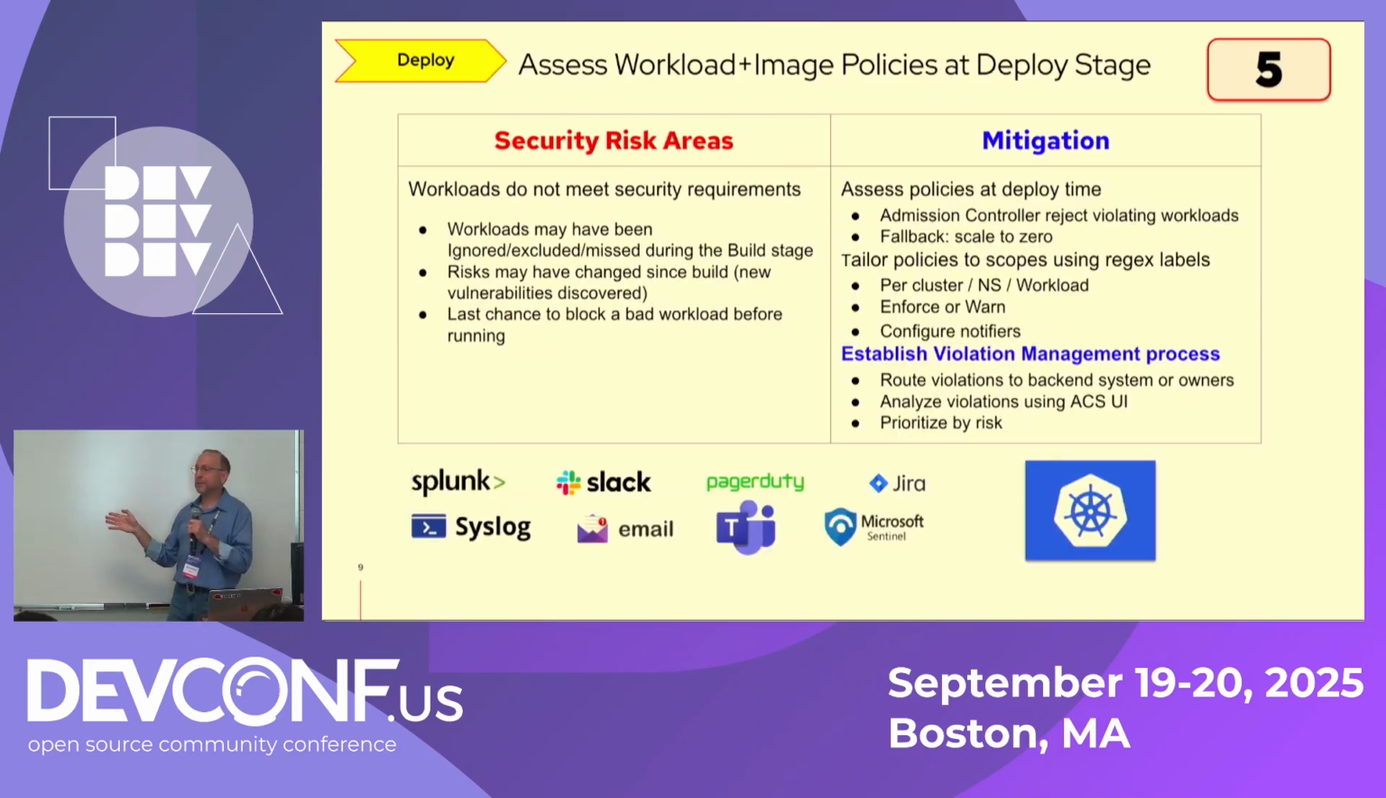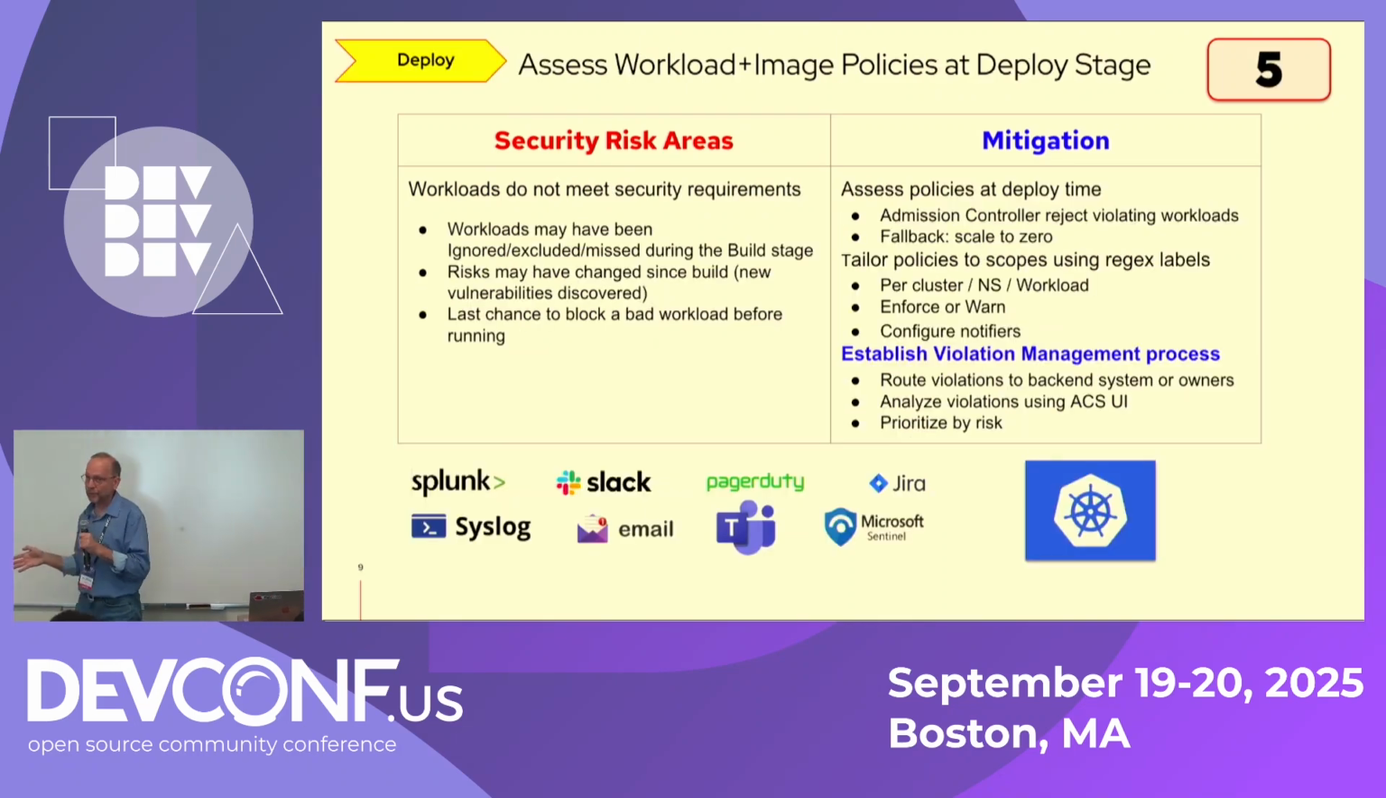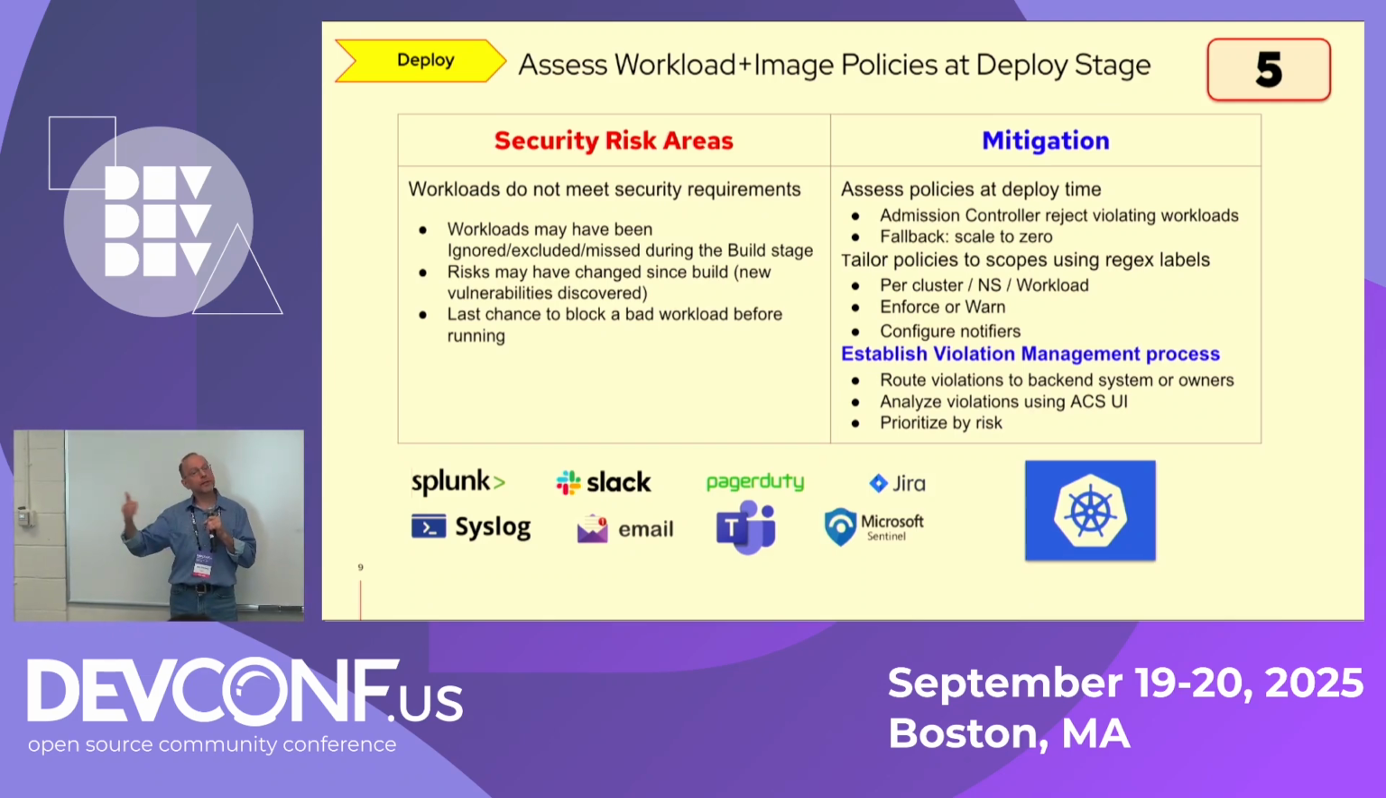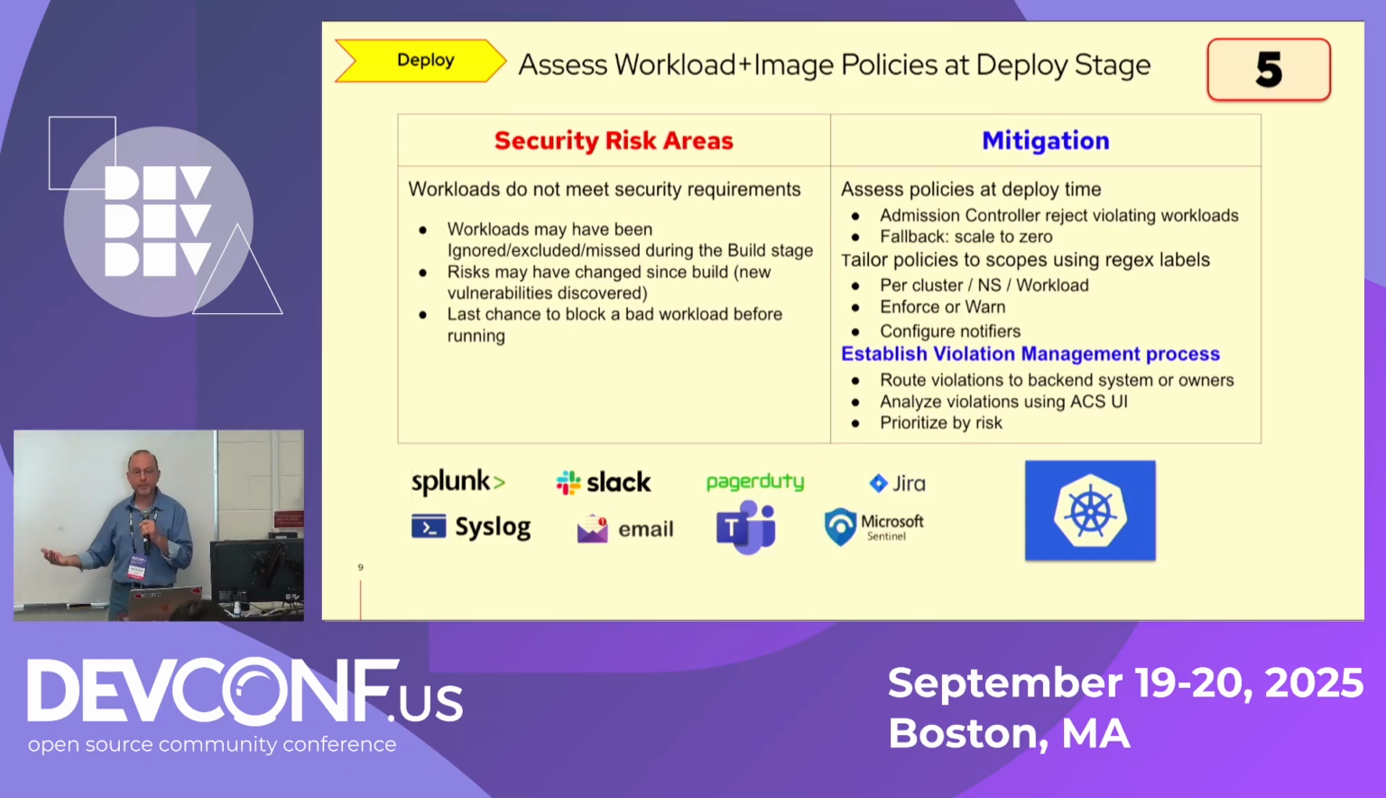So we're done with the build stage and we're into deploy. So what are we going to do now? We're going to run the same checks again. Why? Because the risk is still that your workloads don't meet your security policy criteria. Maybe it's one of those workloads that you let pass in the pipe. Maybe something changed, a new vulnerability has been discovered. Maybe you've updated your policies since. This is really your last chance to check a workload before you let it into your production.